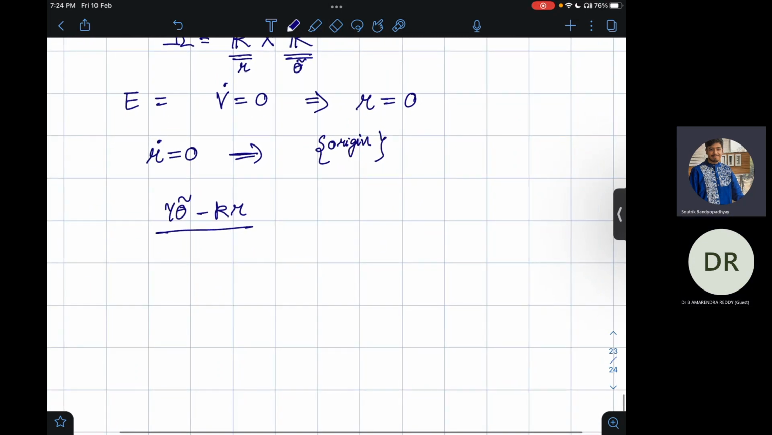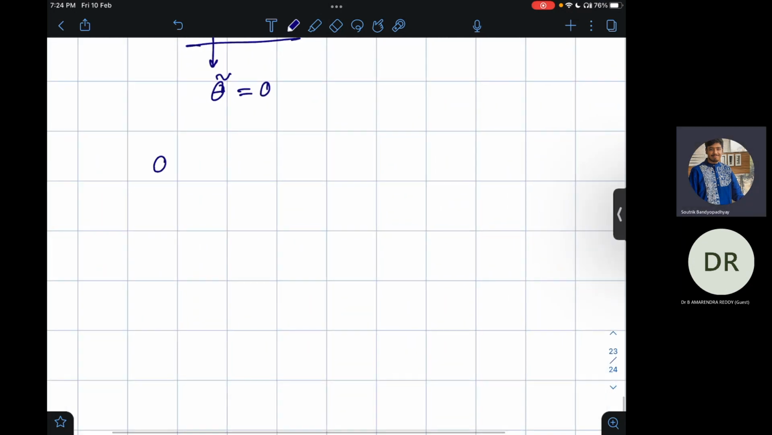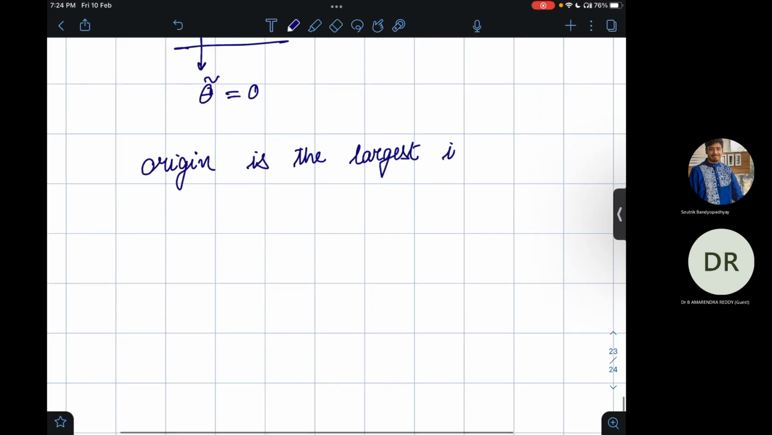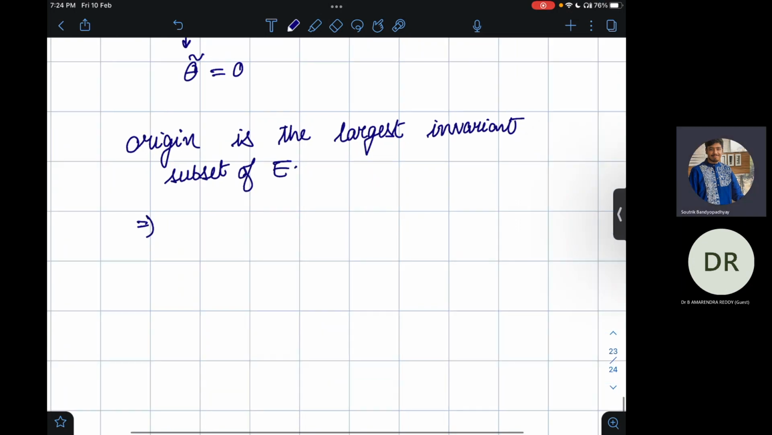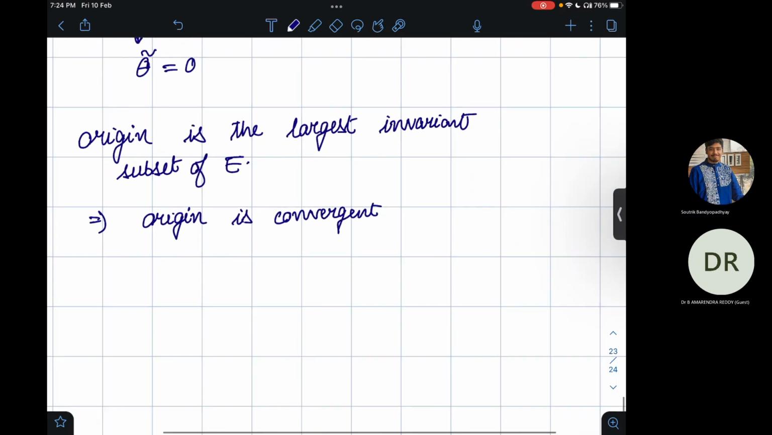Now r dot is equal to 0 implies Y theta tilde is equal to 0. Now r was equal to 0 from here. This implies theta tilde is also 0. So the origin is the largest invariant subset of E. This implies the origin is convergent, right?